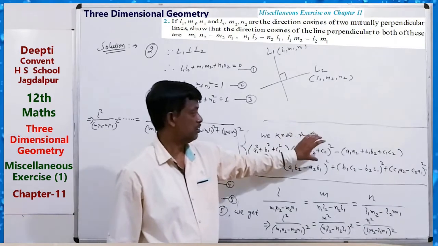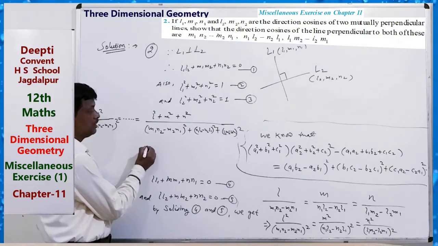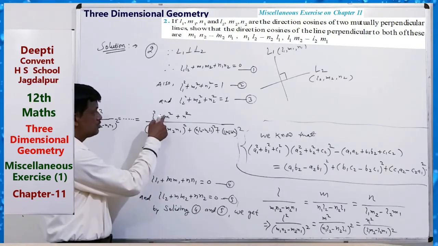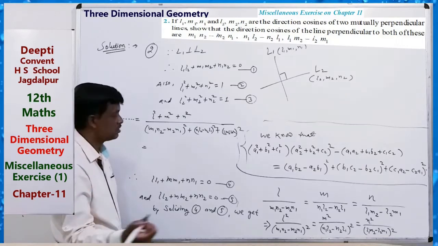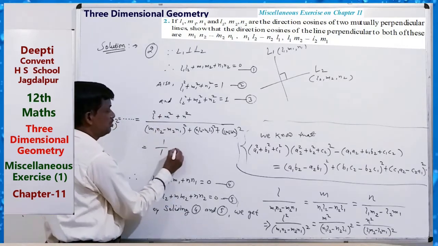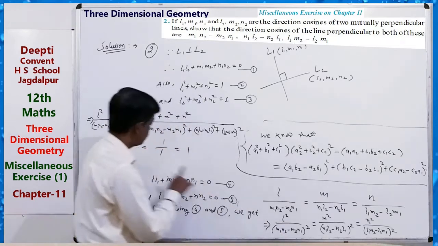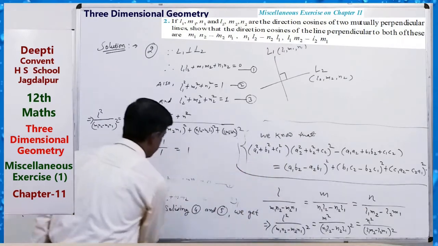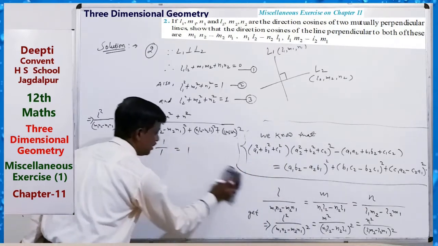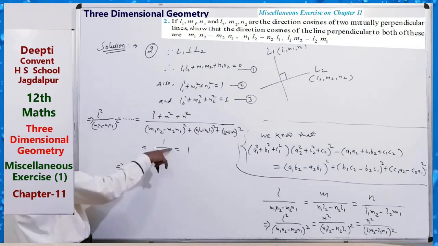So this is 1. This is equal to 1. So we get this is also equal to 1. The direction cosines: 1 upon 1 equals 1. So all the ratios are equal to what? 1. So from here we can find the value of L. All the ratios are equal to 1.